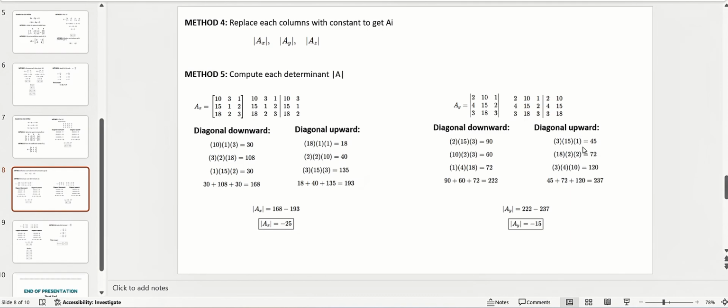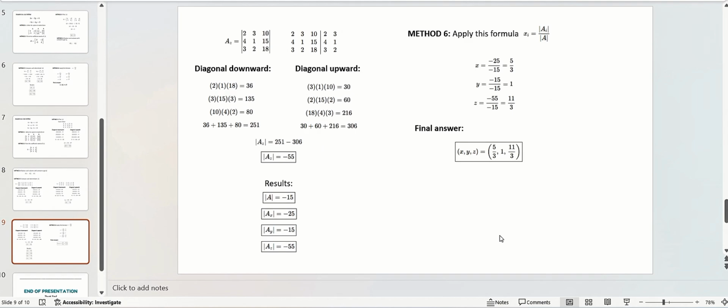18 times 2 times 2 is equal to 72. And 3 times 4 times 10 is equal to 120. So, i-add na to ang tulo to get the value of diagonal upward. 45 plus 72 plus 120 is equal to 237. And then, atong i-subtract ning duha to get the determinant of A sub y. 222 minus 237 is equal to negative 15. So, mao ni atong value sa determinant of A sub y.